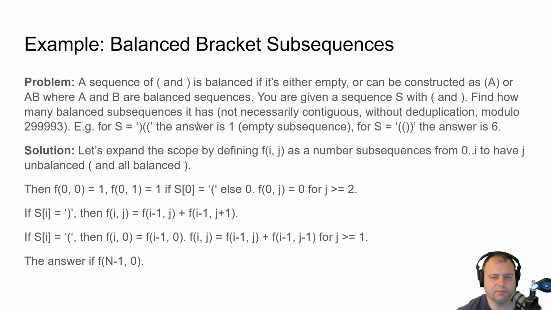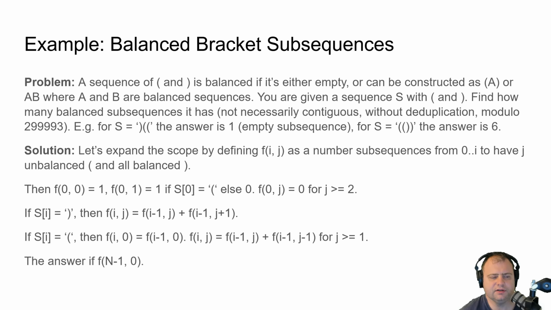Then let's take a look at balanced bracket subsequences. A sequence of open and closed parentheses of the same type is balanced if it's either empty or can be constructed as (A) or AB, where A and B are balanced sequences. You are given a sequence S with these brackets. Find how many balanced subsequences it has, not necessarily contiguous and without duplication, modulo some number. For example, for S equal to closed open open, the answer is 1, just the empty subsequence. And for S equal to open open close close, the answer is 6.